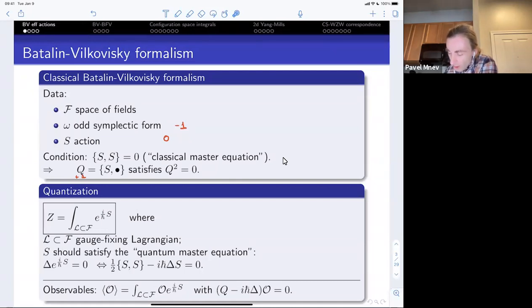And of course, one can also cast observables in this formalism and consider not just the full integral, which would be the partition function, but also put in some observable inside. Provided that this function on the space of fields is annihilated by this differential, which is the BRST differential with some correction, then again the result doesn't depend on the choice of Lagrangian. So that's BV formalism in one slide, a quick recap.